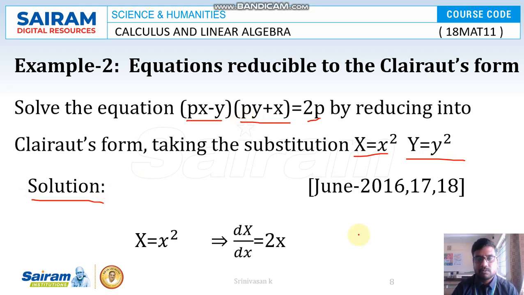So what is the Clairaut's form? Already I told you, y equal to px plus f of p means the form is Clairaut's form, or the equation is Clairaut's equation. So by using this condition, capital X equal to x square, then dX by dx equal to 2x, dY by dy equal to 2y.